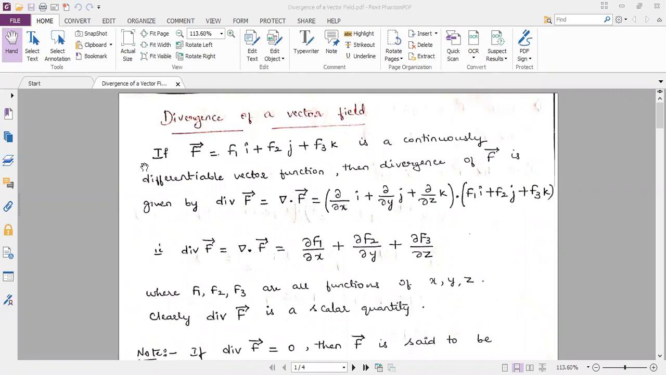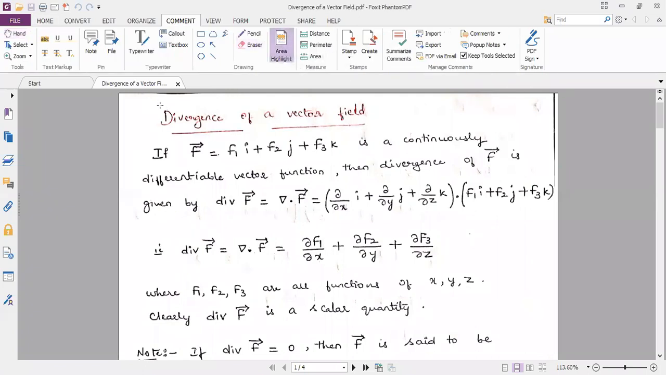Today I'll be teaching a topic in vector calculus, that is divergence of a vector field. If vector f is equal to f1i plus f2j plus f3k is a continuously differentiable vector function, then divergence of vector f or div vector f, denoted by del dot f, is obtained by doing the dot product between the operator del and the vector function f.